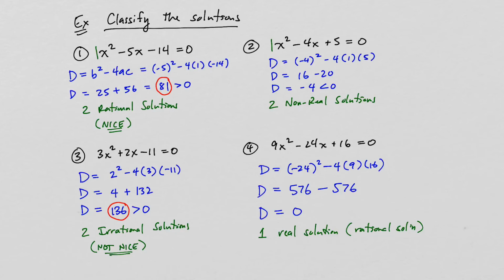Okay? So the discriminant allows us to classify the types of answers that we're going to get, which may seem a little bit ridiculous to some of you, because in the time that it takes to classify your answers, you can often just solve for your answers. But it is something that is worth talking about.